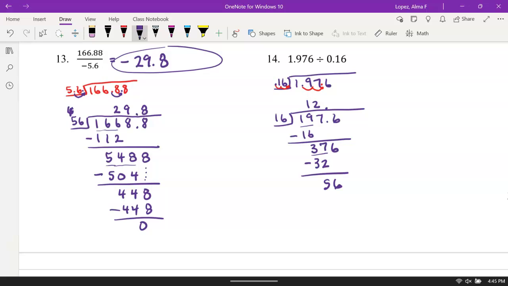16 doesn't go into 50. Doesn't go into 5, but it does go into 56. 3 times. 3 times 6 is 18. Carry the 1. That's going to make it a 48.